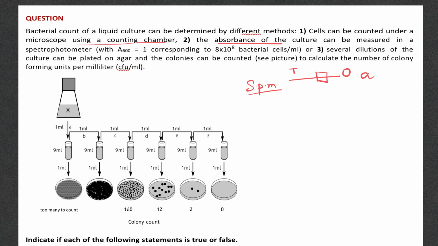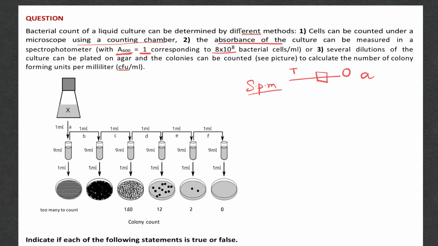Okay, so in case of bacterial cultures, we usually use A600, 600 nanometers, because it does not damage the cells, let's say the DNA or whatever. We don't want any damage to happen. That's why you use A600. Now, the absorbance of 1 corresponds to 8 times 10 to the power 8 bacterial cells per ml. Okay, so they have given you some information.